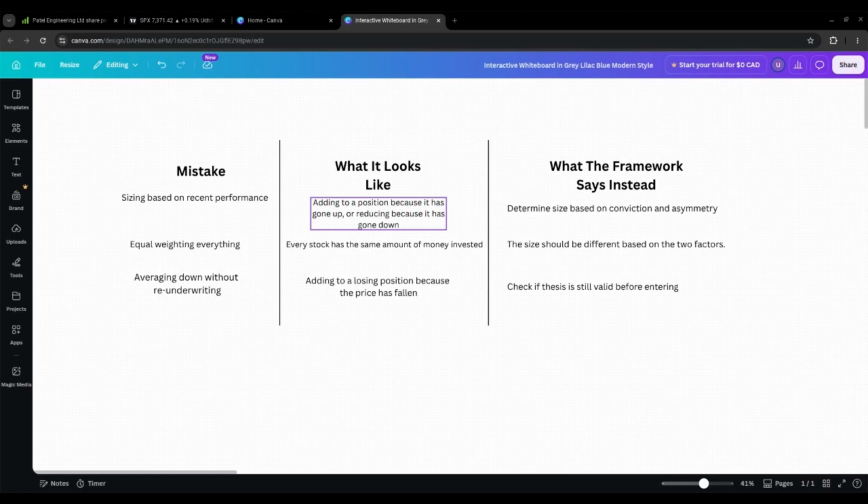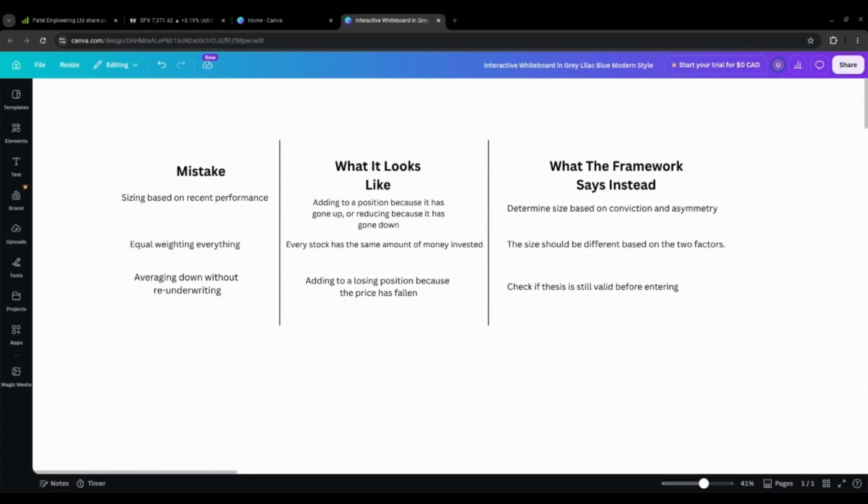The position has risen. It feels validated. The conviction feels higher. The temptation to add is strong. But the price going up hasn't changed the thesis. It has changed the asymmetry, usually for the worse, because the upside has reduced as the price has approached fair value. Adding at a higher price with a lower asymmetry because of recent performance feels confirming, but it is the exact opposite of what the framework prescribes.